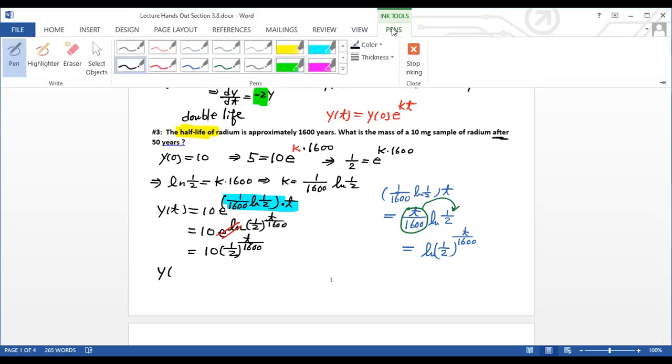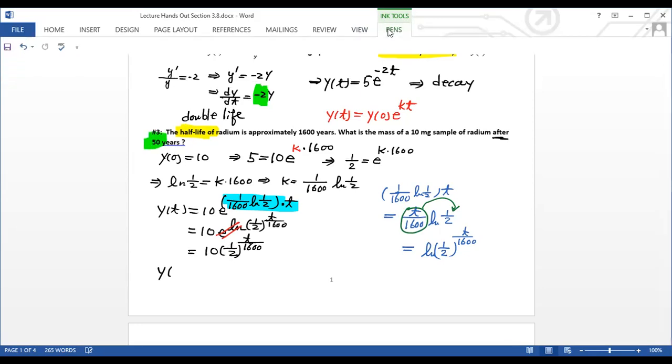Okay, so now they want to ask what happens if you're at year 50, so when you come to 50 years, how much is left? So you say, okay, 50 here. So you will have 10 times 1/2 to the power 50 over 1600. Then you put it into your calculator. You will get close to 9.79 milligrams. So this decays very, very slowly, right? After 50 years, it still has 9.79. That's why it takes 1600 years to reach a half-life.